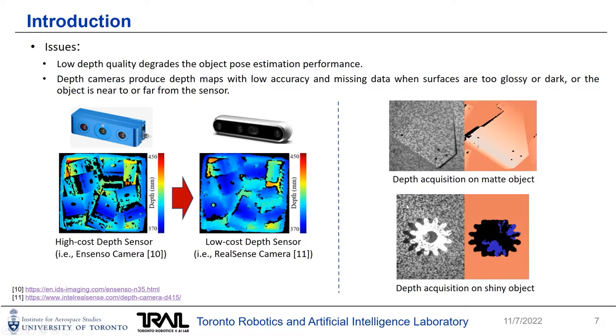But when the object has a shiny, dark, or transparent surface, there will be a lot of missing depth data. This missing depth will happen even if you're using a high cost sensor. So for the quality of the depth data, whatever is low quality from the low cost sensor, all the missing depth data will degrade the object pose acquisition performance.